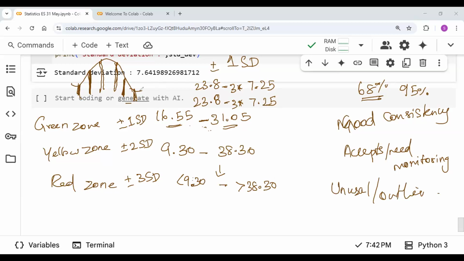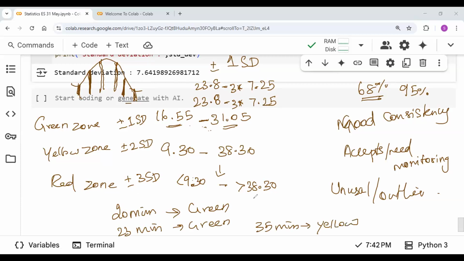So according to the available data, 20 minutes of delivery might fall in green, 23 minutes of delivery might fall in green, or 35 minutes might fall in yellow, and 45 minutes might fall in red. So this seems to be no unusual activity.